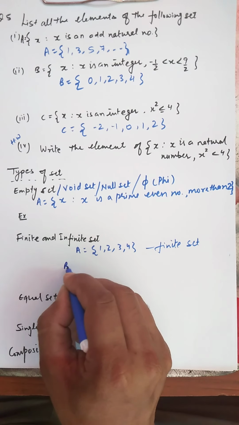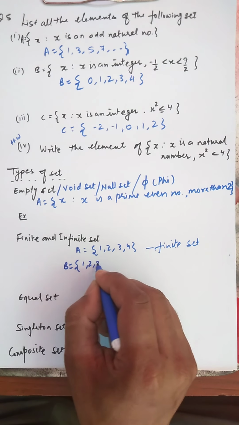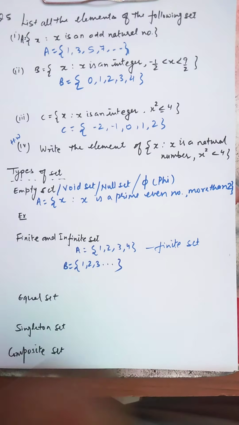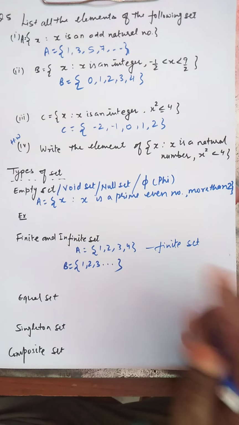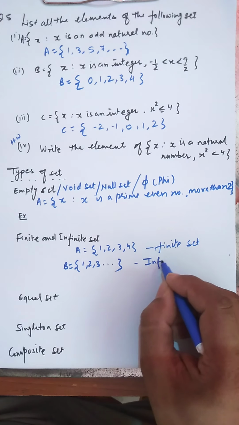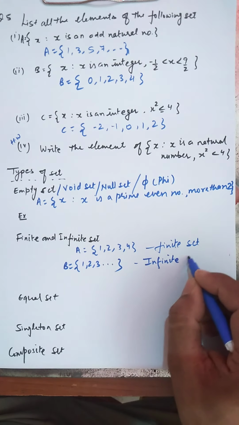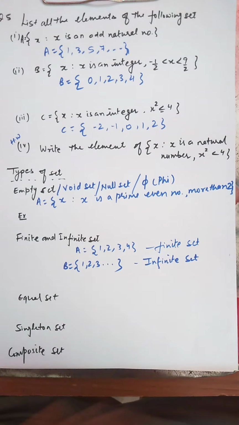Infinite means, I'm taking another example: 1, 2, 3 and putting dash dash dash like this. Dash dash dash means this sequence is continuing. So you cannot count the number of elements, so we'll say this is an infinite set.